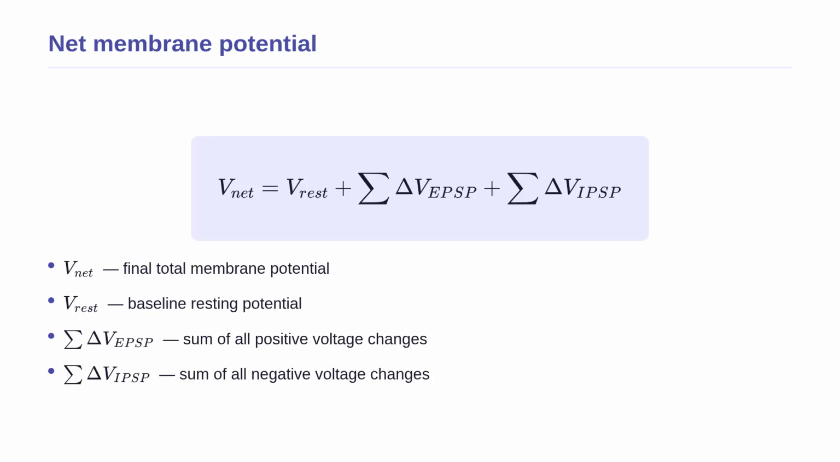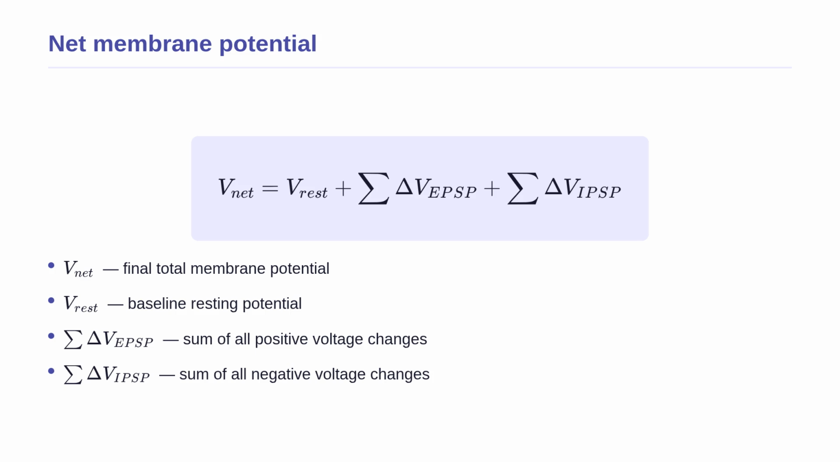To see exactly how this biological calculator works, we use the synaptic integration formula. Conceptually, this equation simply tallies up all the competing electrical votes. V-net represents the final, total membrane potential of the neuron after all inputs are considered. V-rest is the baseline resting potential of the cell before any signals arrive. The first sigma term represents the mathematical sum of all the positive voltage changes caused by excitatory inputs. The second sigma term represents the sum of all the negative voltage changes caused by inhibitory inputs.